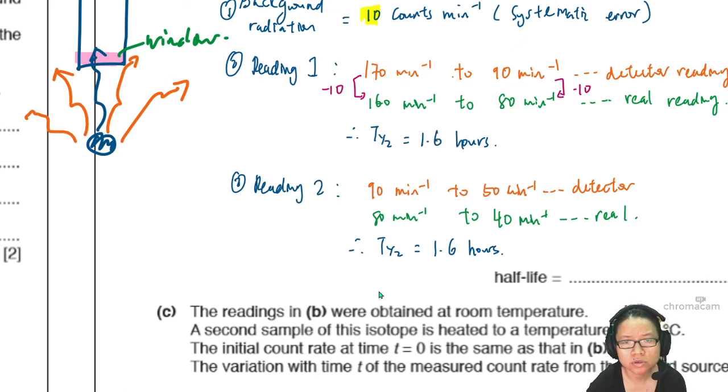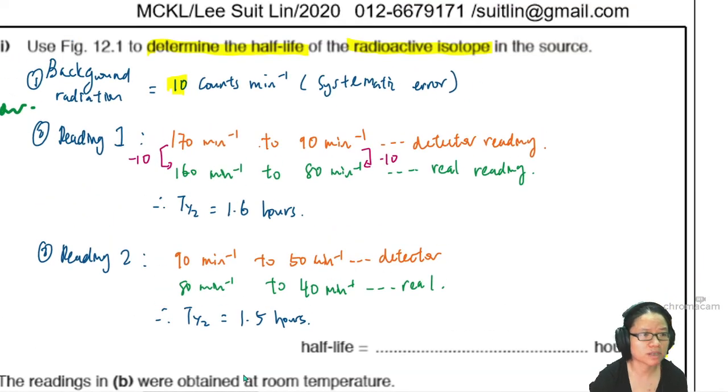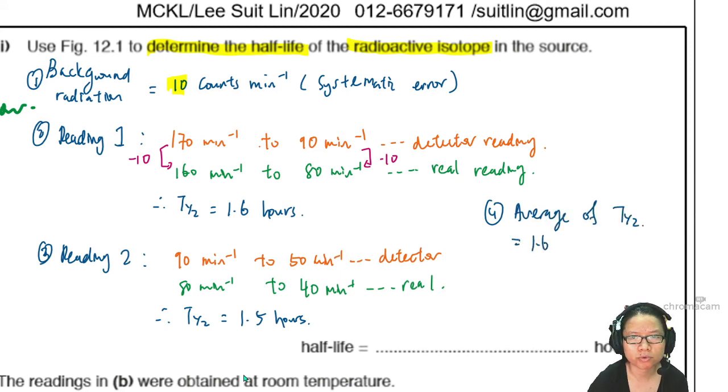1.6 hours, 1.5 hours. So you have to find the average, right? You have two repeated readings. So step 1, step 2, step 3, and step 4. Average of half-life will be equal to 1.6 plus 1.5 divided by 2. So your answer is 1.55 hours.